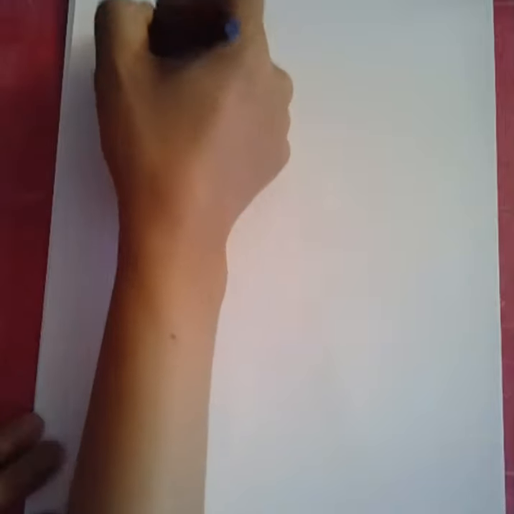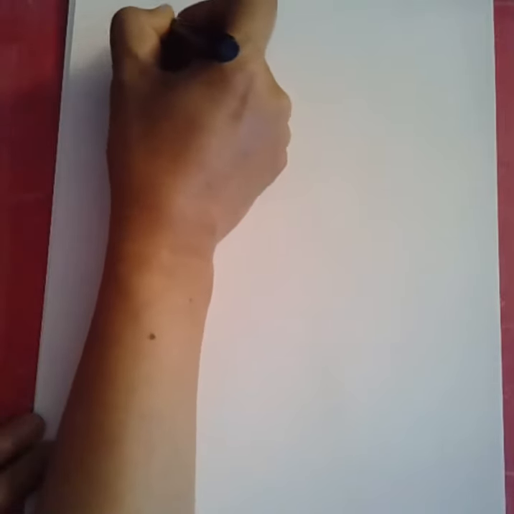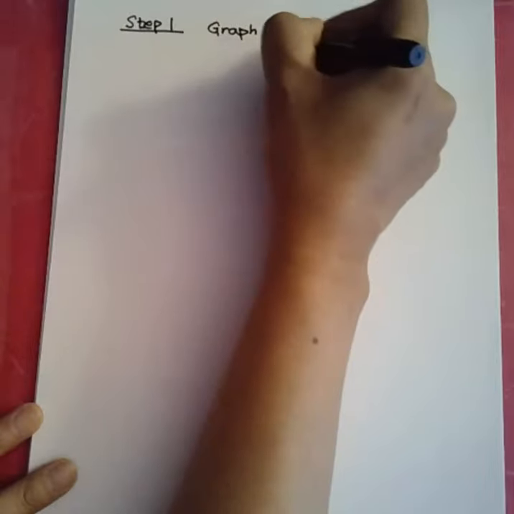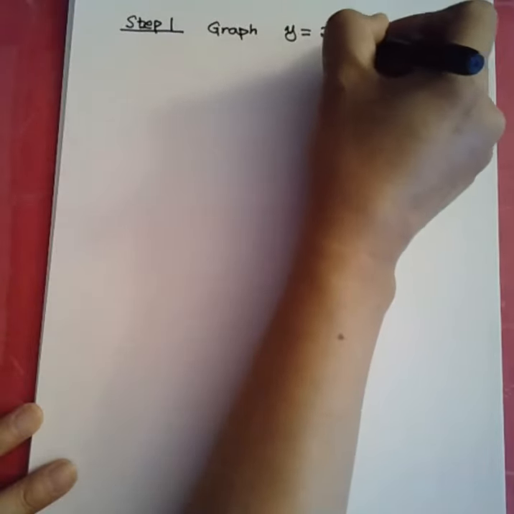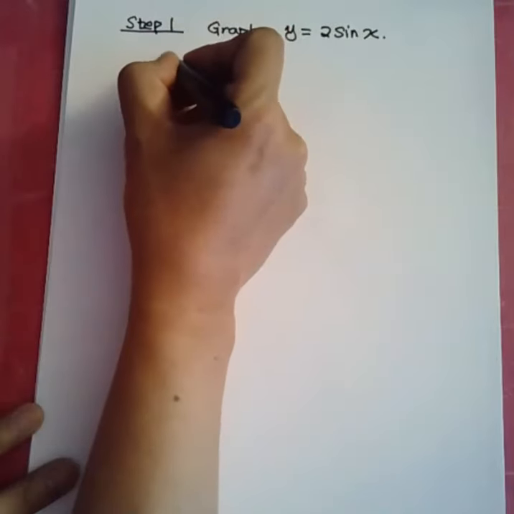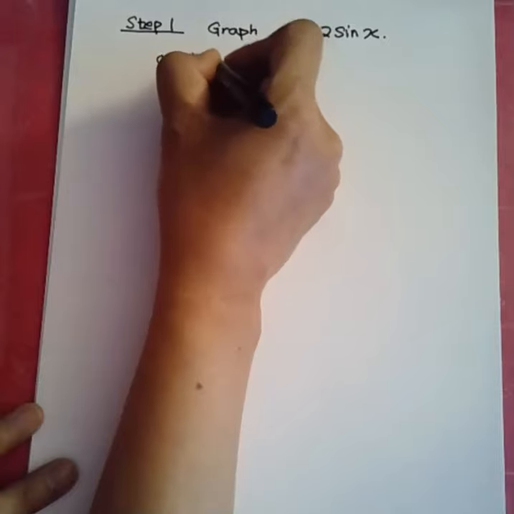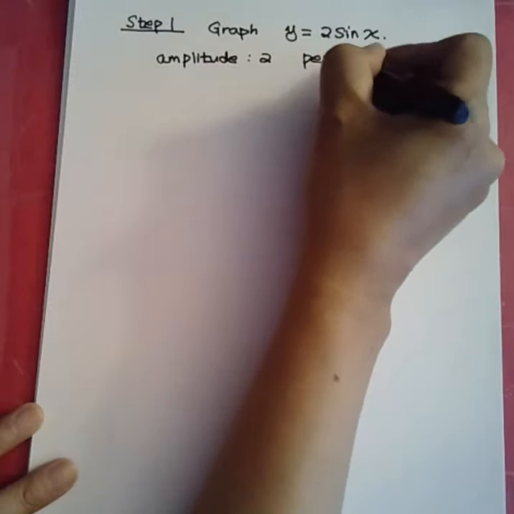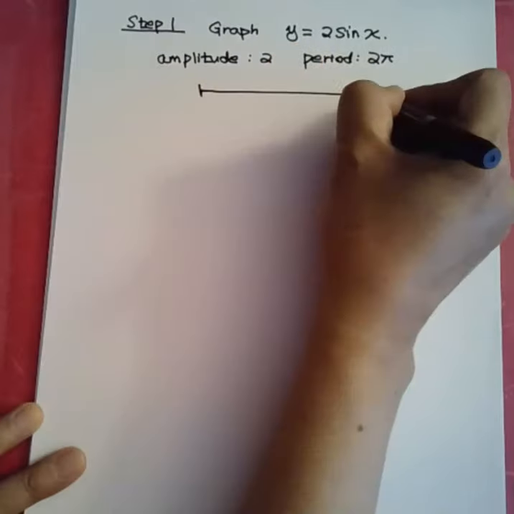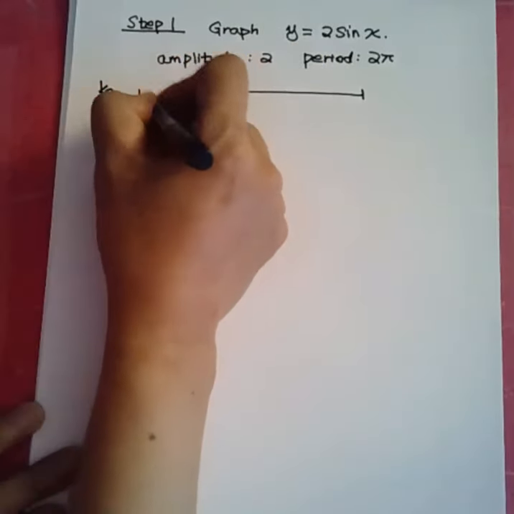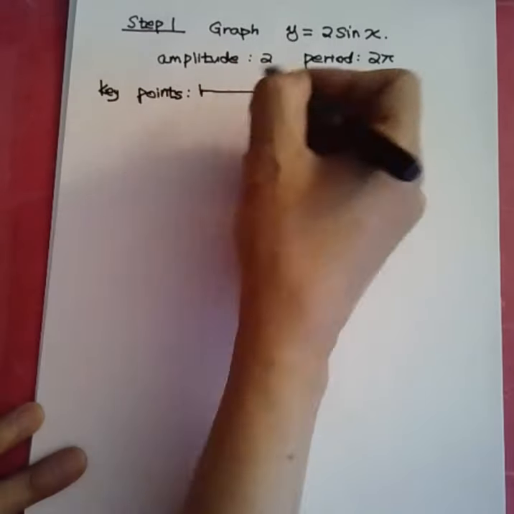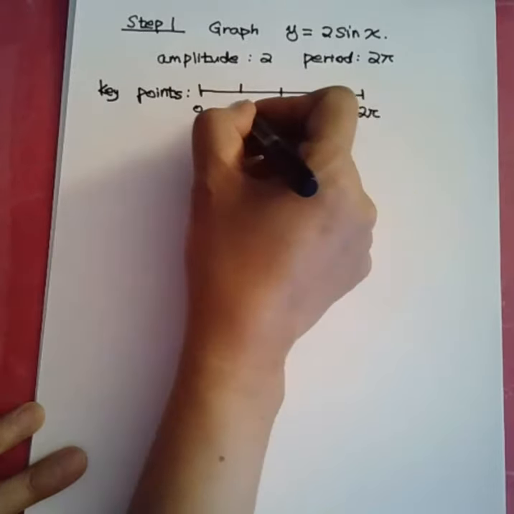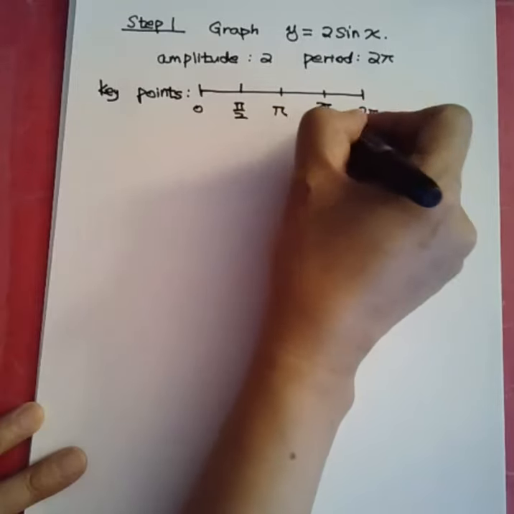Let's graph the step 1. We will graph y equals 2 times sine of x. As we discussed, amplitude was 2 and period was 2 pi. So key points will stay the same as the original sine function. So this is pi over 2, this is 3 pi over 2.